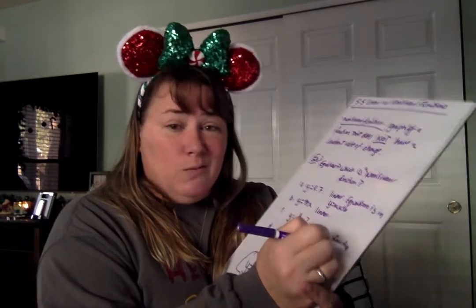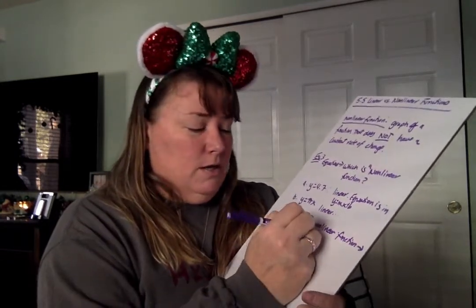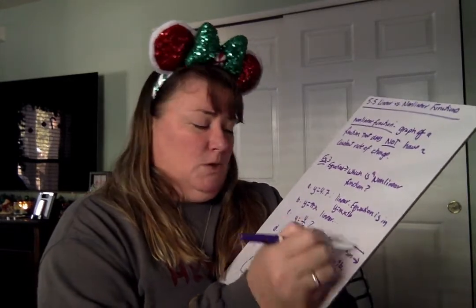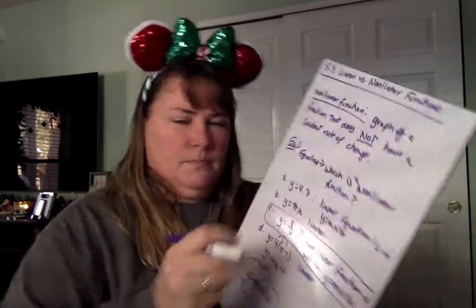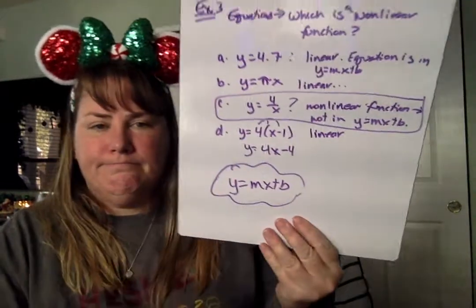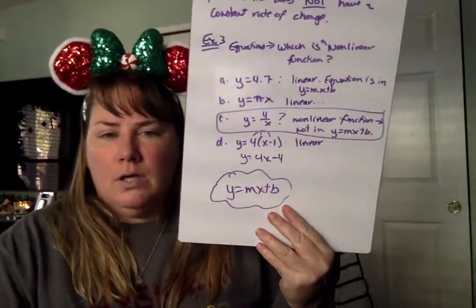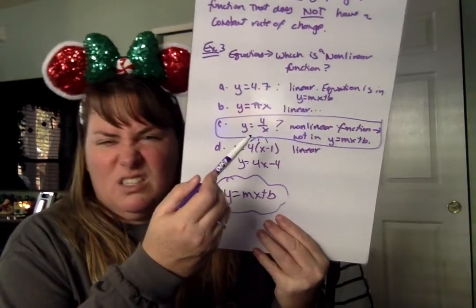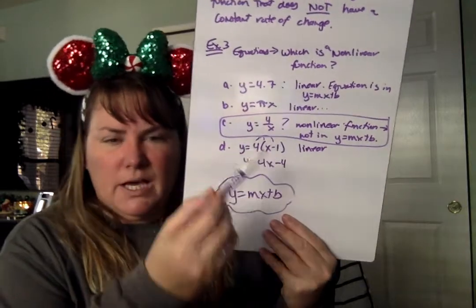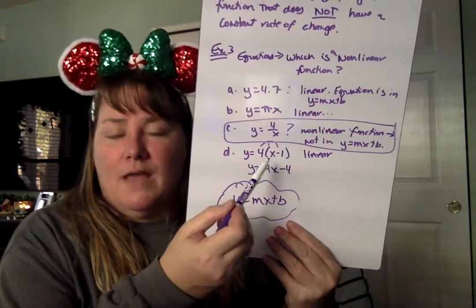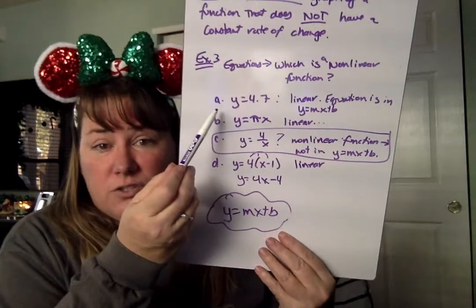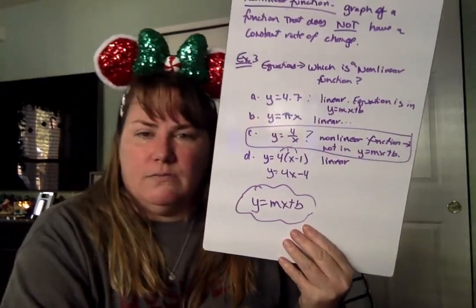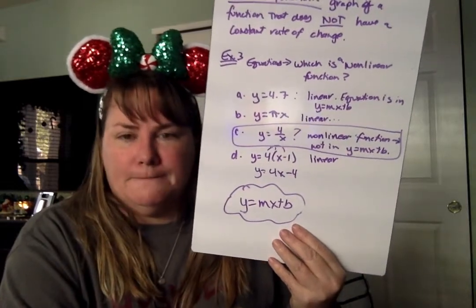And if you had to explain why, guess what? Not in y equals mx plus b, also known as not in slope-intercept form. So there you go. Even though we weren't quite sure here, with x in the denominator, we don't normally see that. We continue with the next one, and then we're like, okay, I know that's linear, and these other two are linear, so this one's got to be nonlinear. But just know that you cannot have your variable in the denominator.